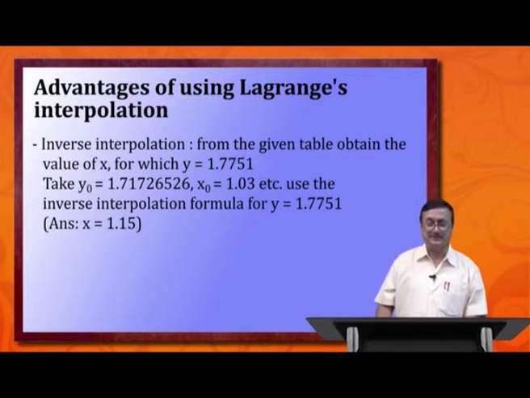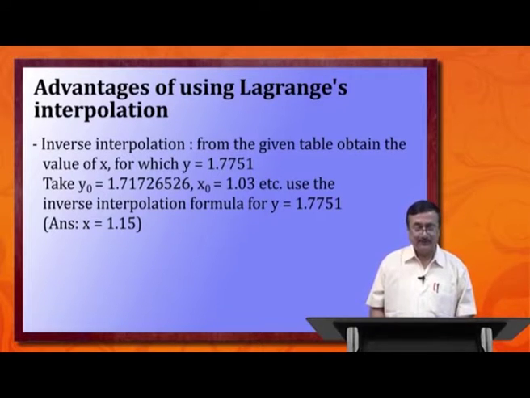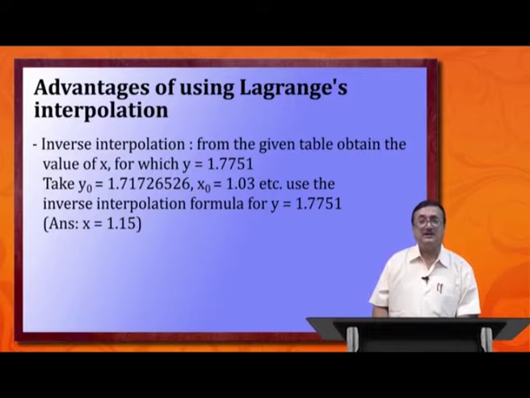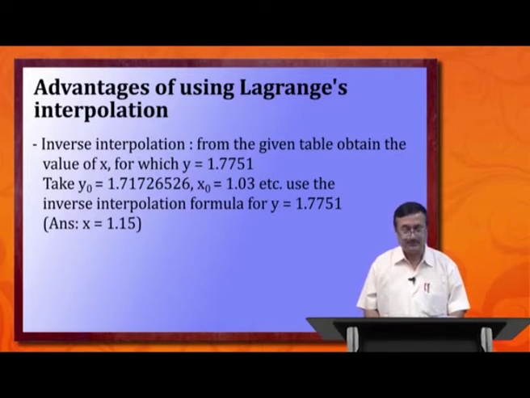One problem of inverse interpolation may be like this. From the given table we have just considered, find the value of x for which y is equal to 1.7751. Then put it into this formula, the value of xi in the formula, and you will find that y is equal to 1.7751 for which x is equal to 1.15. Given y equal to 1.7751, we will find that x is equal to 1.15.